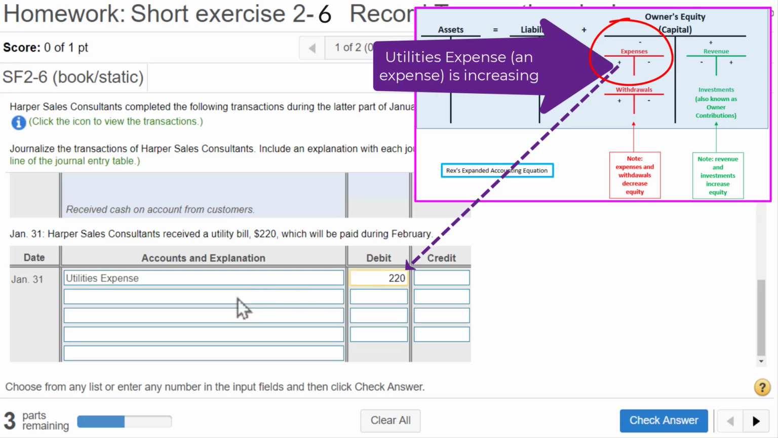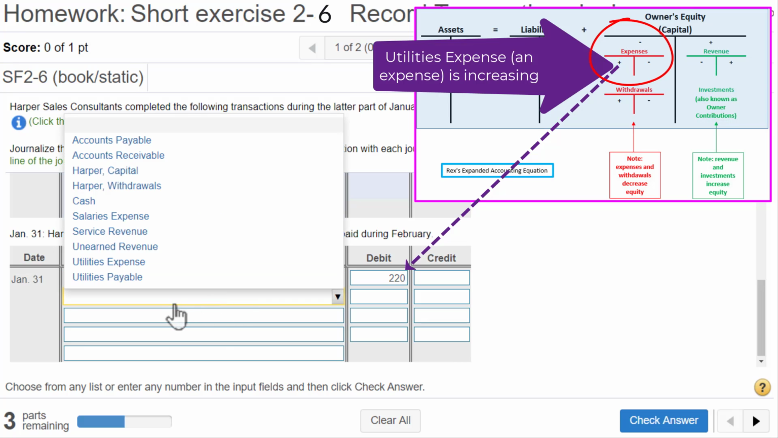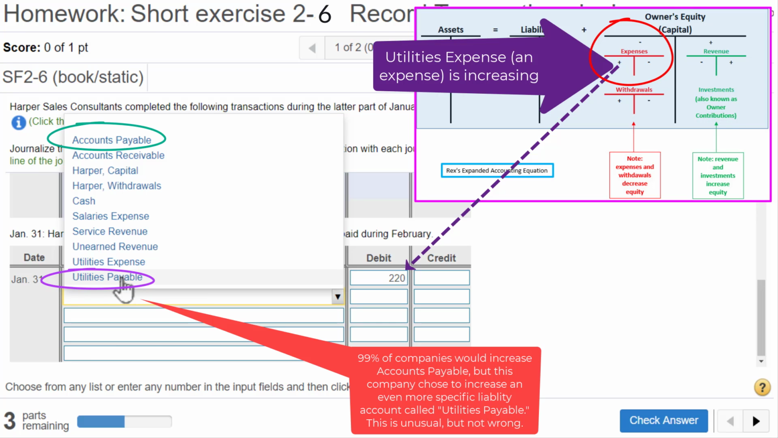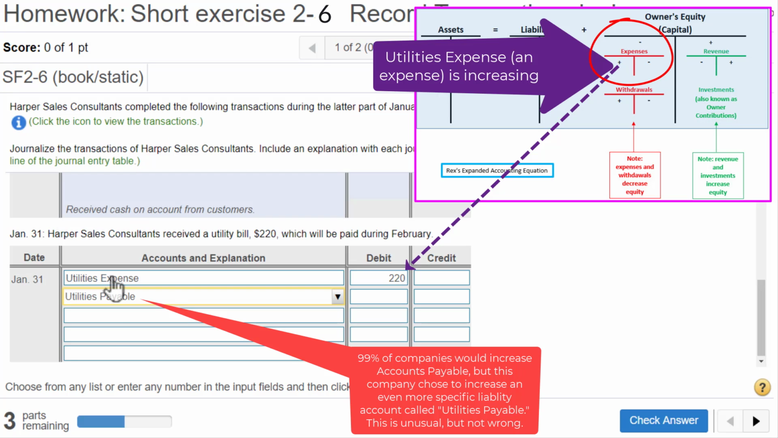All right, now let's look at our chart of accounts, which is right here. How many payables we got? We got accounts payable, but now this problem, you have to be really careful. This company has chosen to have a utilities payable. So which is more appropriate? Accounts payable, which is what most companies would use, to be honest with you, or a more specific utilities payable? So we have to use utilities payable because that's what this is for, utilities.